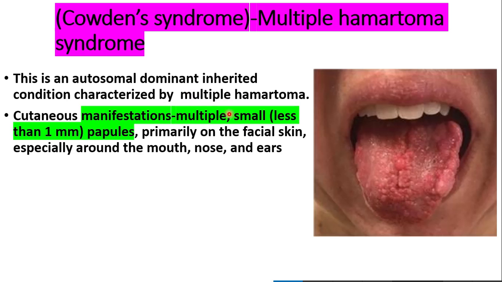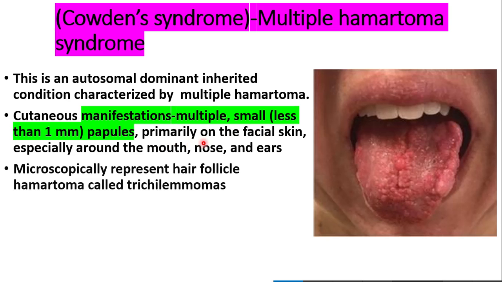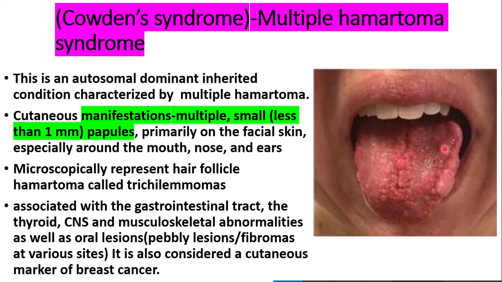Apart from multiple papules that are seen on the skin, primarily the facial skin around the mouth, nose, and ears, there is also presence of oral lesions, as you can see here, in the form of pebbly lesions at various sites. And there is also abnormality in the GI tract, the thyroid, CNS, and the musculoskeletal system. It is also associated with malignancy, and as written here, it might be a cutaneous marker of breast cancer. Okay, so Cowden syndrome or the multiple hamartoma syndrome is associated with squamous cell papilloma.